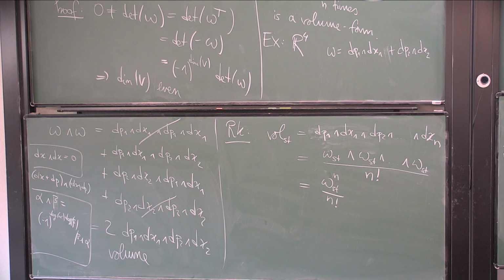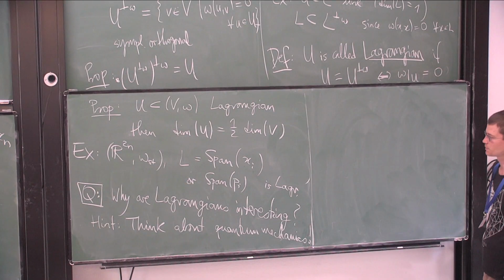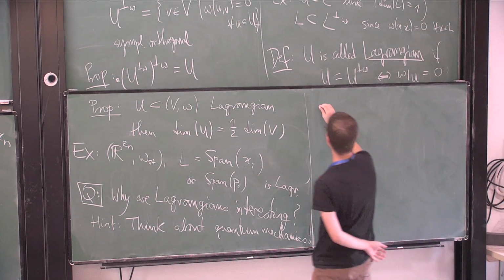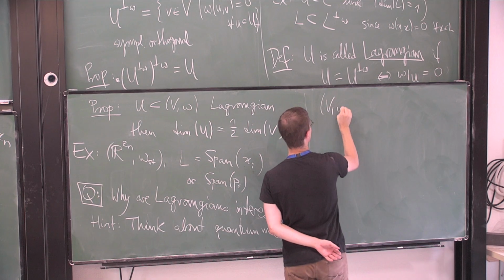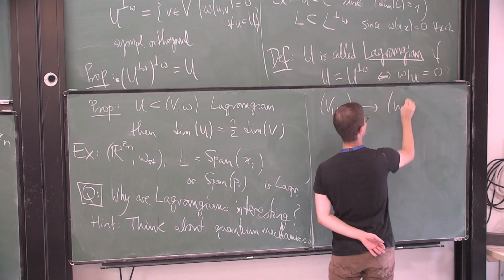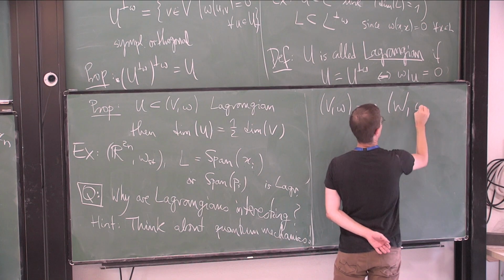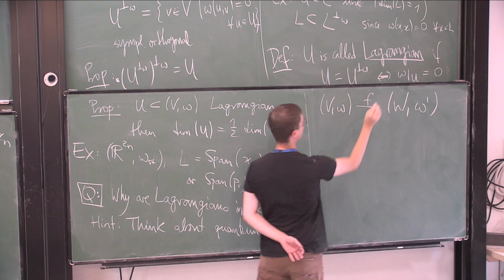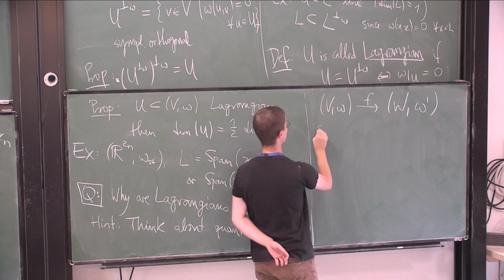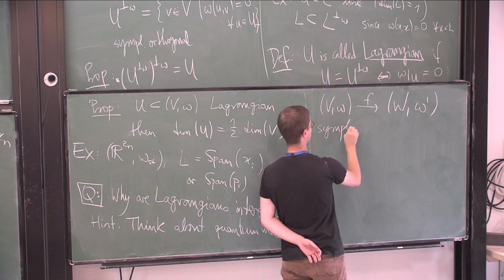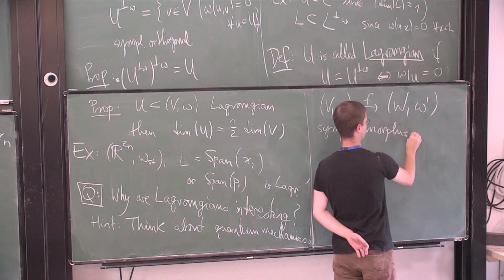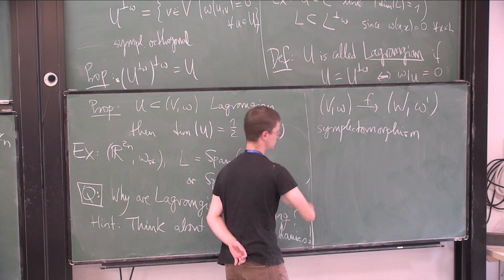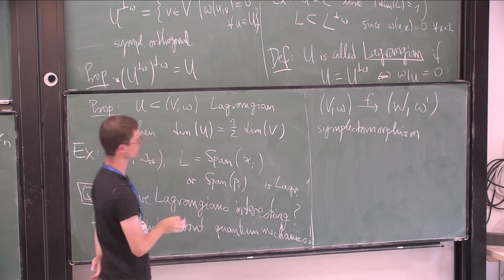Okay, so for this question, let's see. Canonical transformation is really in the spirit of manifolds. So let's say what a good map is. When you have two vector spaces which are symplectic, a map between them is called a symplectomorphism. Well, actually, let's stick to this terminology.